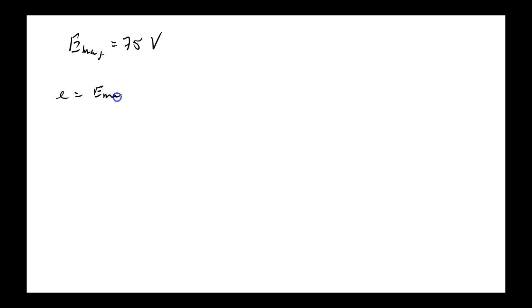E max times the sine of theta. Well, your theta, by the way, that was your 35 degrees. Theta is equal to 35 degrees. So now we just plug and chug. So that'd be 75 volts.